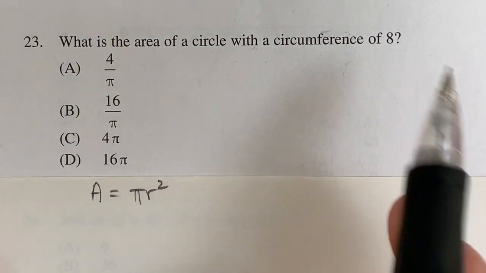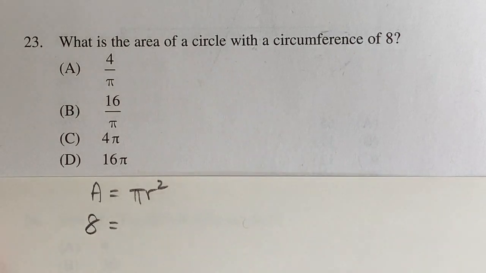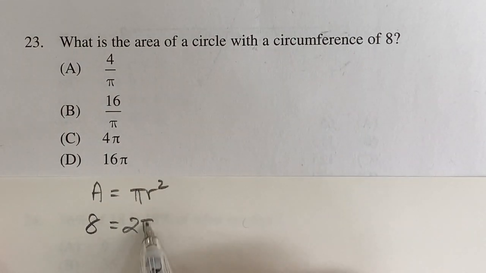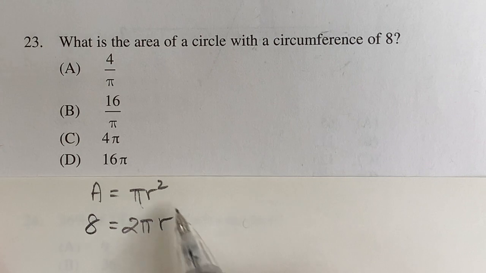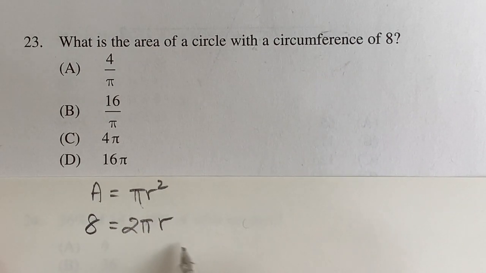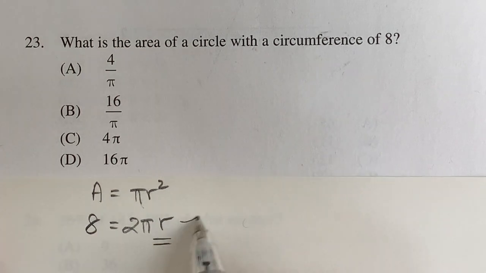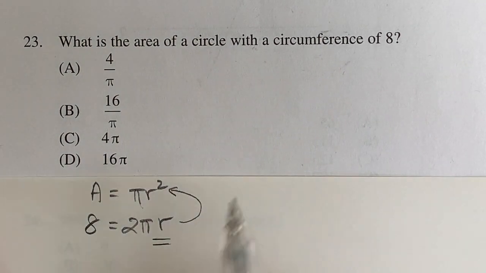Here, there is information that the circumference is going to be 8, but I know that the formula for circumference is 2 pi r, right? So, well, if the pi's are the same and the radius is the same, it seems like all I need to do is figure out what the radius is and then just plug it back into the area equation. So I'm going to do that.